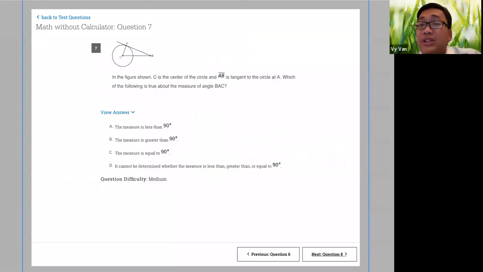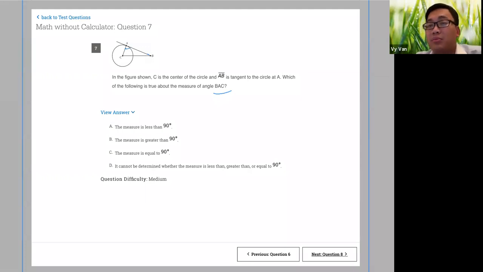So next question is number 7. This is a small, medium geometry question. They ask which of the following is true about the measure of angle BAC. So which angle are we talking about? BAC, we're talking about this angle right there.